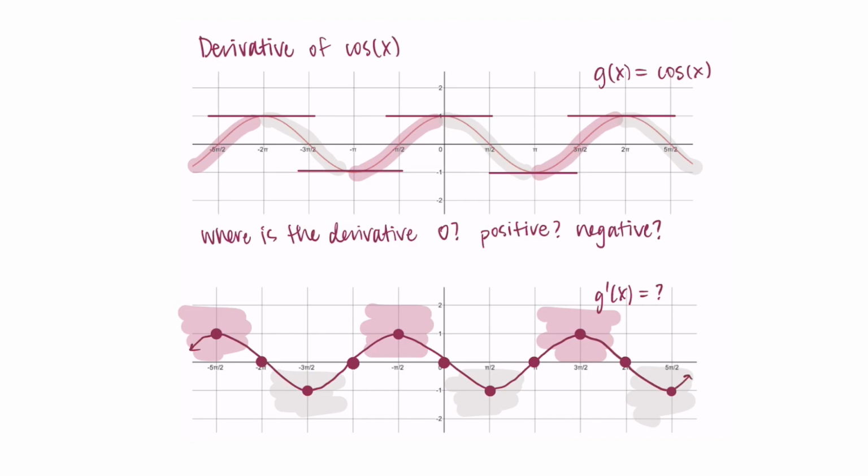That negative means we've reflected it over the horizontal axis. So instead of going up as it goes to the right, it goes down as it goes to the right, starting at the origin. So this is a reflection of sine. It's negative sine of x. This means the derivative of cosine is negative sine.